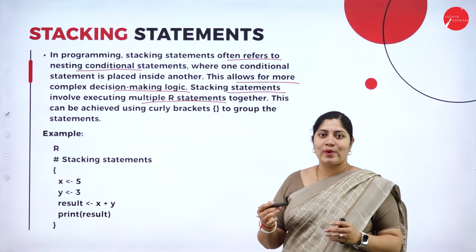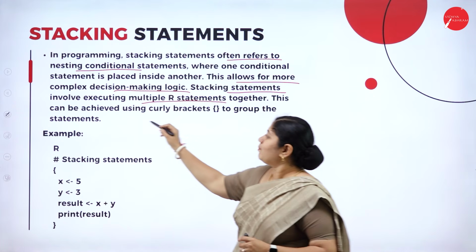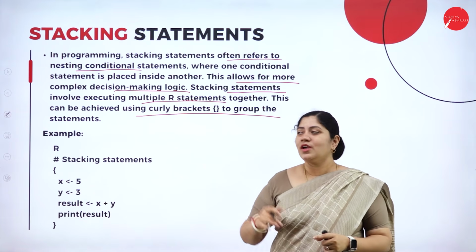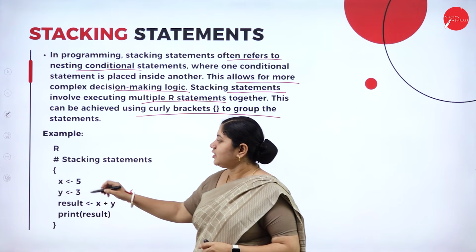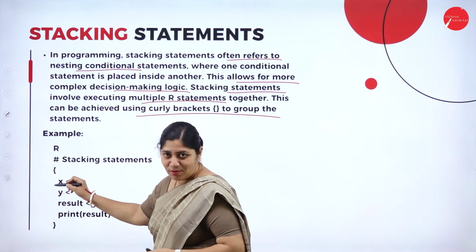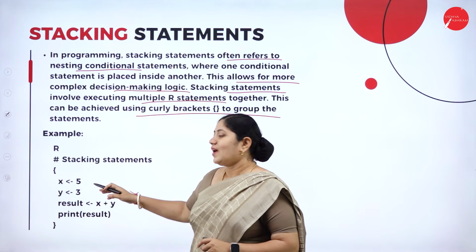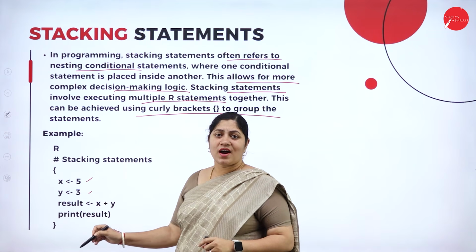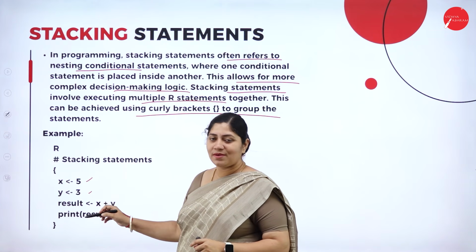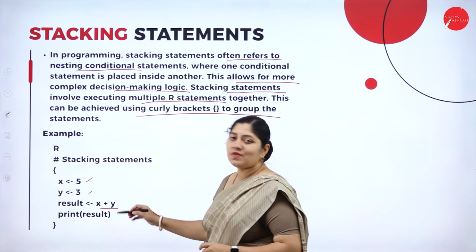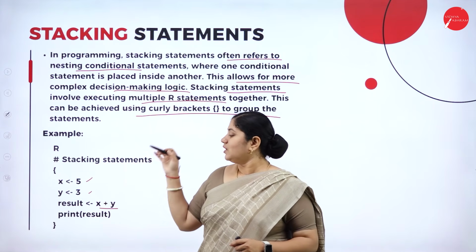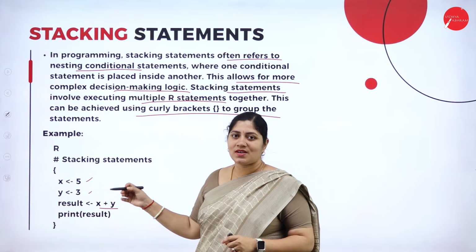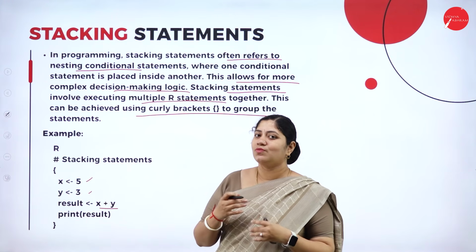So how is this formed? This can be achieved by using curly brackets to group the complete set of statements. Let's see an example over here. It starts with the curly bracket, followed by assignment operators. Then we are assigning a variable, result, wherein we'll be doing an addition operation, followed by printing the result. Alright, so this is how a stacking statement works.